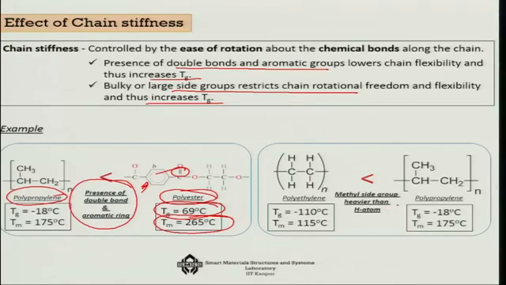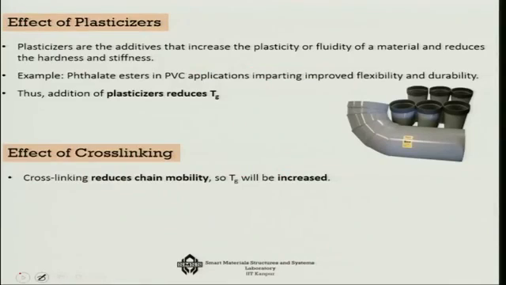Similarly, if you consider the methyl side group, which is heavier than a hydrogen atom, between polyethylene and polypropylene, you can see here that polypropylene has this particular heavy side group, so its Tg is actually higher in comparison to the Tg of polyethylene. So thus the chain stiffness definitely changes the Tg.